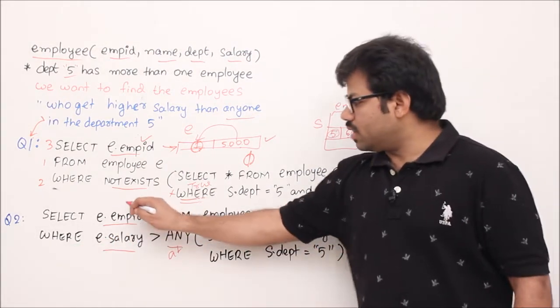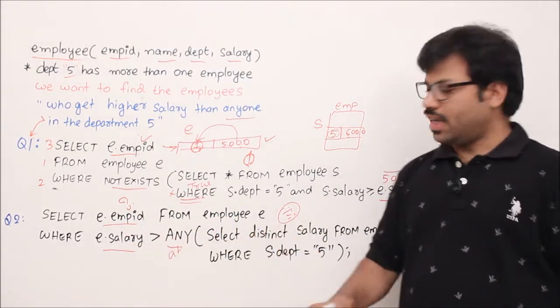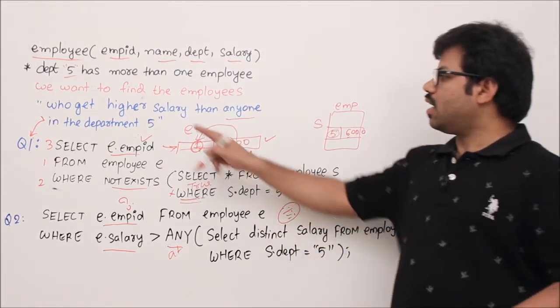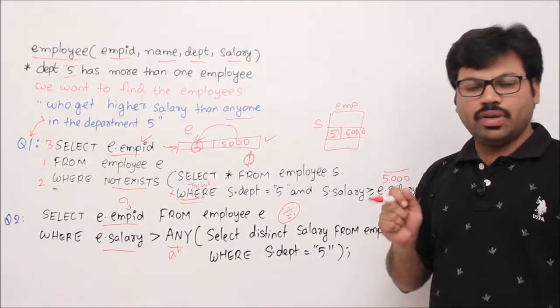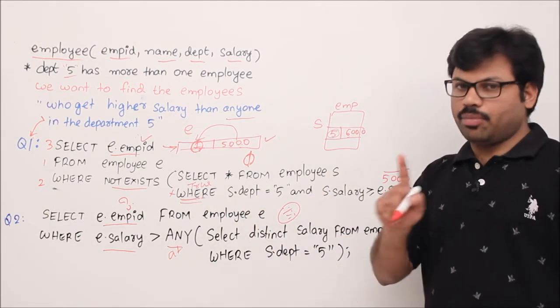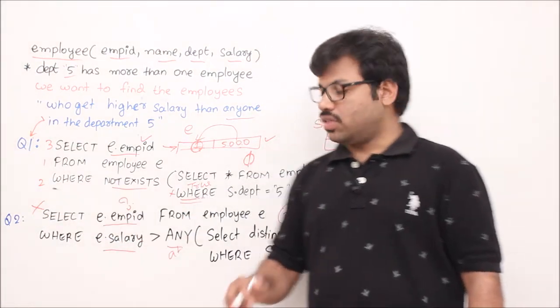You tell me now, when will this E.employee ID be printed? When his corresponding salary is greater than at least one person in department 5. But that is not our requirement, right? It is everyone. I want everyone's salary in department 5 to be less than the to-be-printed person's salary, correct? So that's why query 2 is absolutely wrong. That is the trick here.